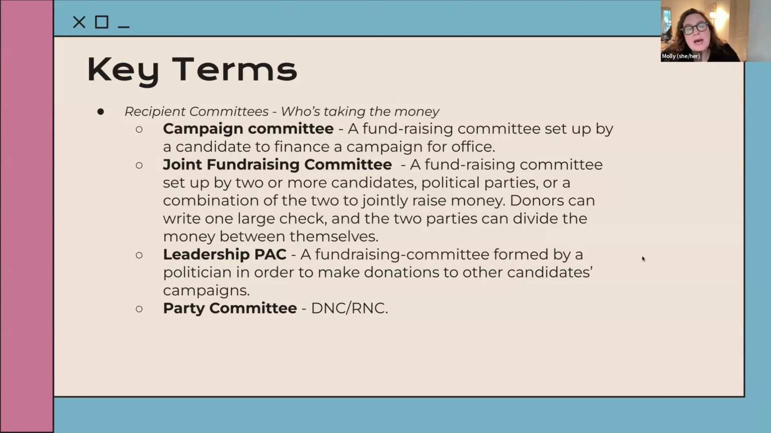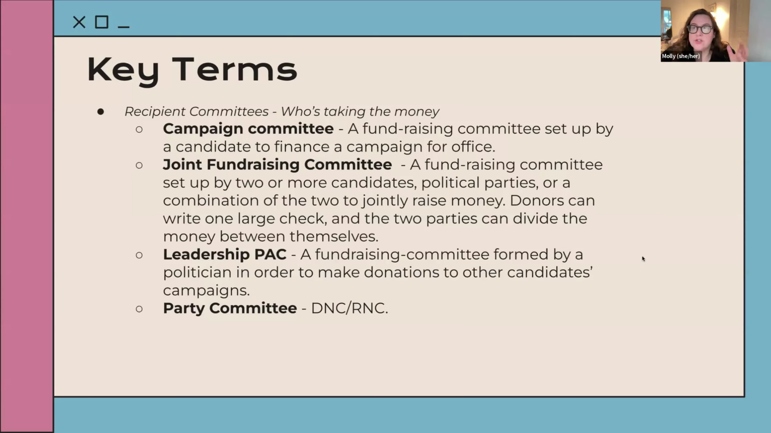There's also the leadership PAC. This is a fundraising committee formed by a politician to make donations to other candidates' campaigns. Higher level elected officials, senators, people with big profiles and big fundraising machines will set these up and then distribute the money to their political allies. And then there are also party committees. That's the DNC and the RNC.